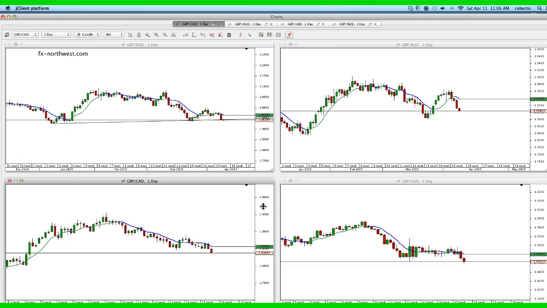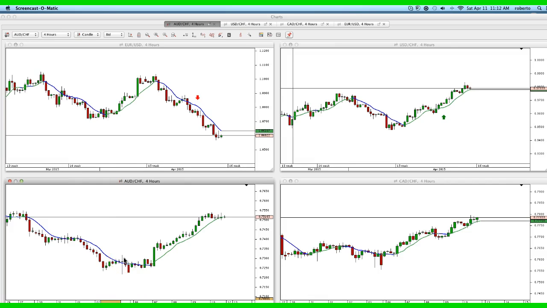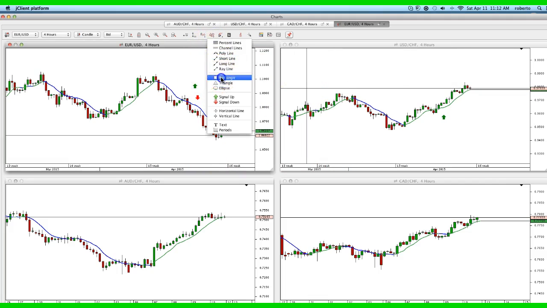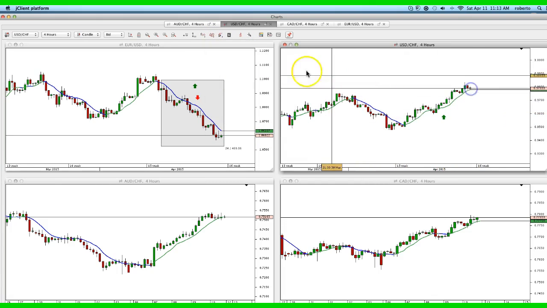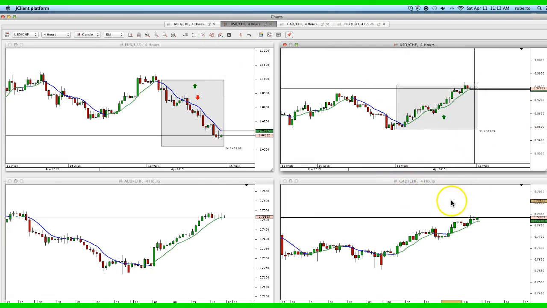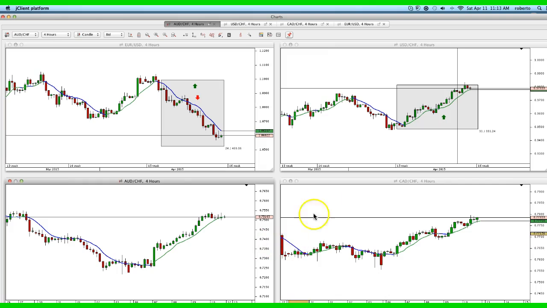Okay, let's look at some other pairs. Here's one more correlated pair. Most likely you will always see the Euro USD going in one direction and USD Swiss going in the opposite direction. So these are correlated but in opposite directions. Notice here, Euro USD in a downtrend, and you can always count on this happening, and USD Swiss going in the opposite direction. Here's Canadian Swiss going the same direction as USD Swiss, and Aussie Swiss is another correlated pair.